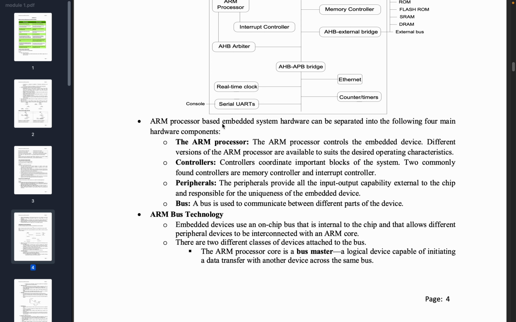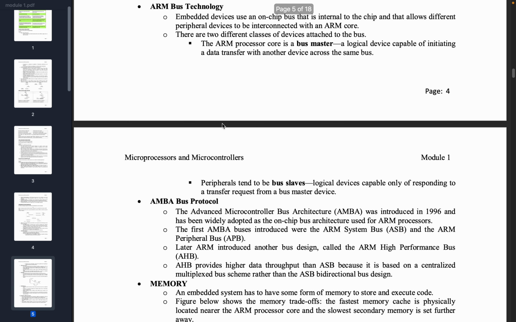That's the function. But a bus slave is a simple thing that works with the bus master. Peripherals tend to be bus slaves, a logical device capable of responding to transfer requests from the bus master device. That is the use of peripherals. And then the AMBA bus protocol.